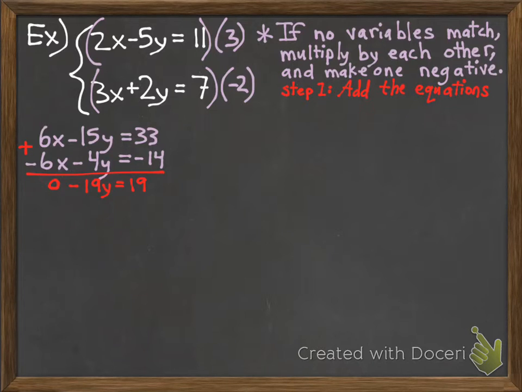The rest of the steps, we go ahead and do the same as the previous example. We're going to solve this equation by dividing by negative 19 on both sides. And we get that y equals negative 1.